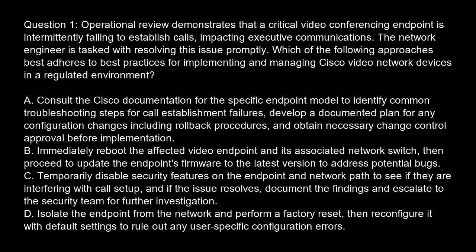Option C. Temporarily disable security features on the endpoint and network path to see if they are interfering with call setup. And if the issue resolves, document the findings and escalate to the security team for further investigation. Option D. Isolate the endpoint from the network and perform a factory reset. Then reconfigure it with default settings to rule out any user-specific configuration errors.